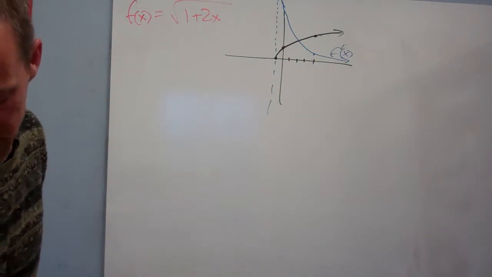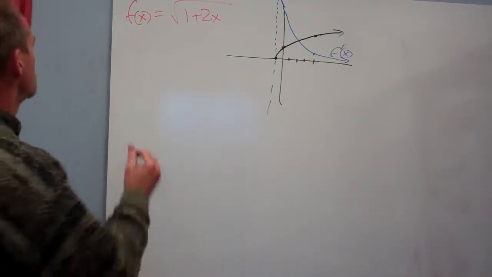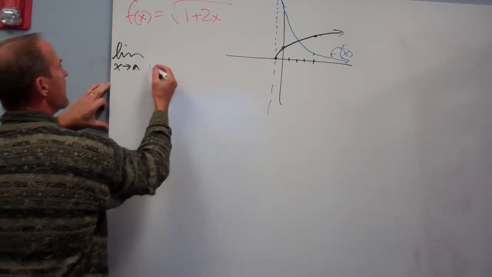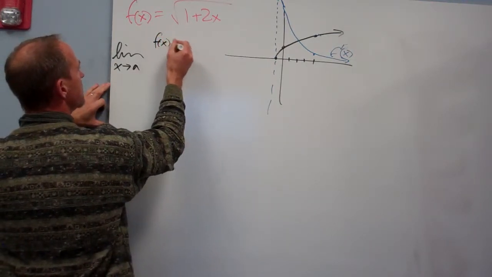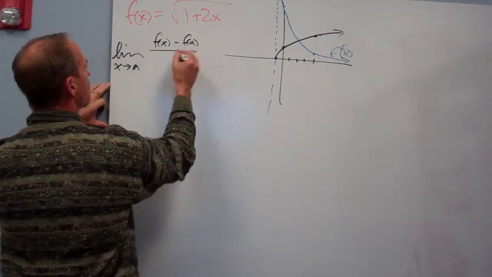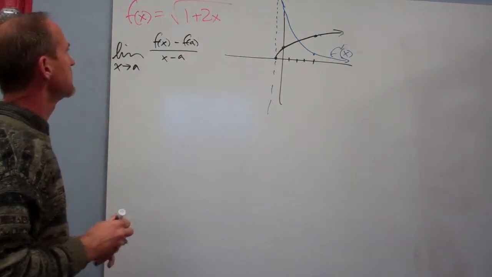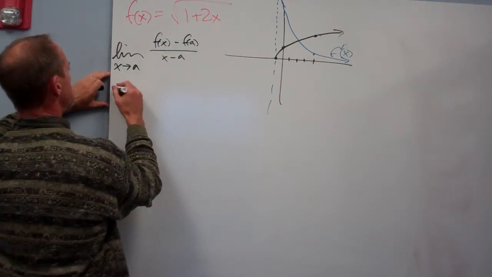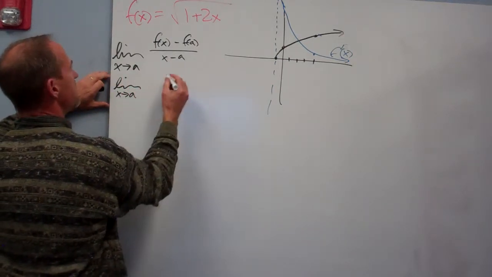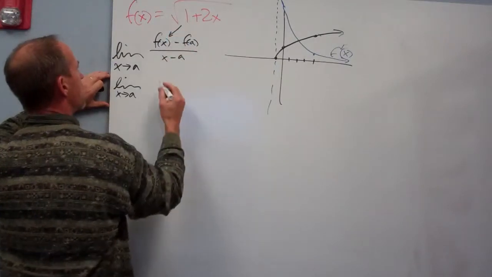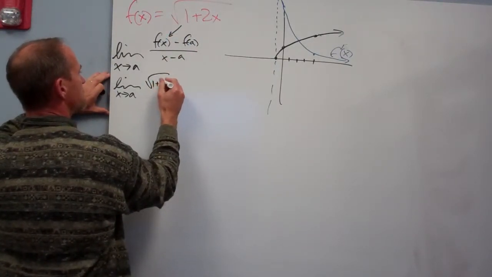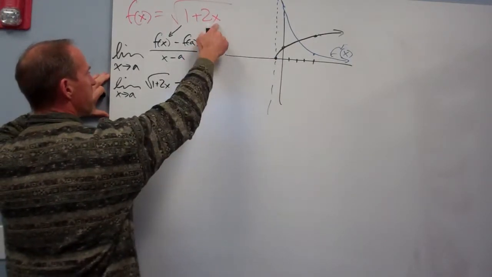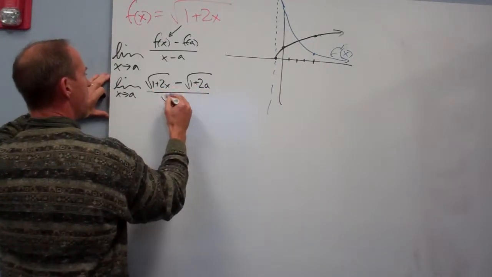We're going to use, according to the book, the definition method. We're going to say that it's the limit as x approaches a of f of x minus f of a, all over x minus a. I'm going to leave this in general terms. I'm not going to plug in a specific point value, and we'll see what happens. This becomes the limit as x approaches a of radical 1 plus 2x, minus radical 1 plus 2a, when I plug in a for x, all over x minus a.